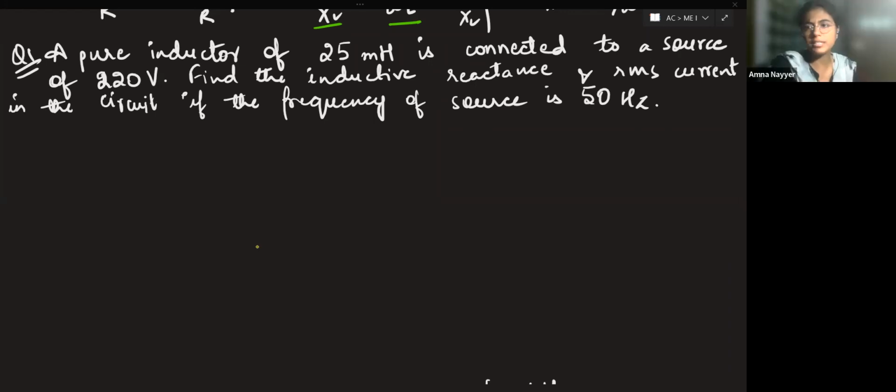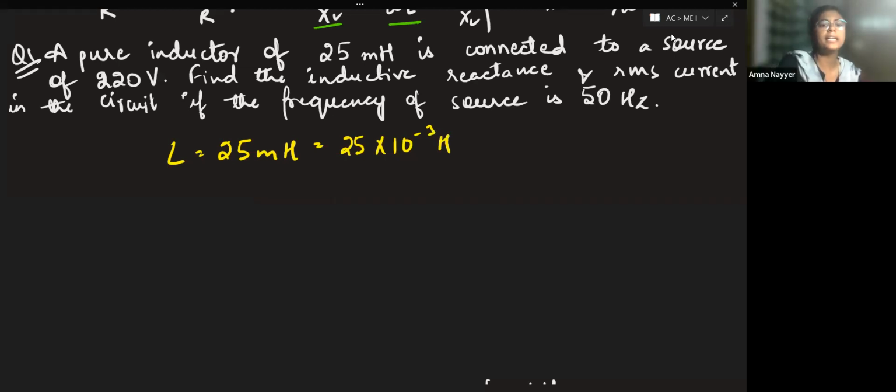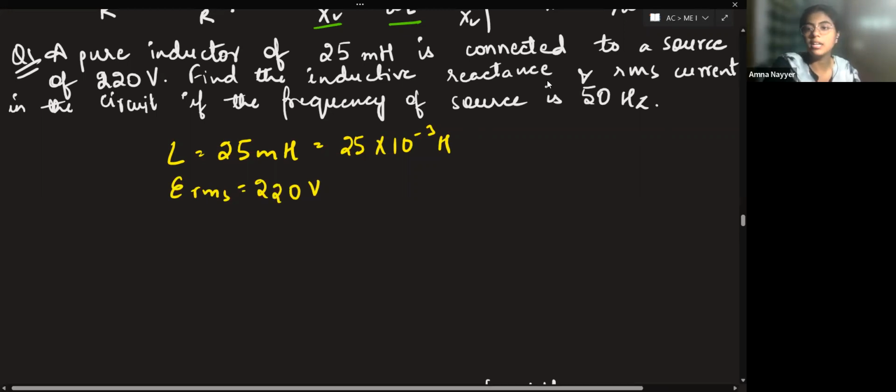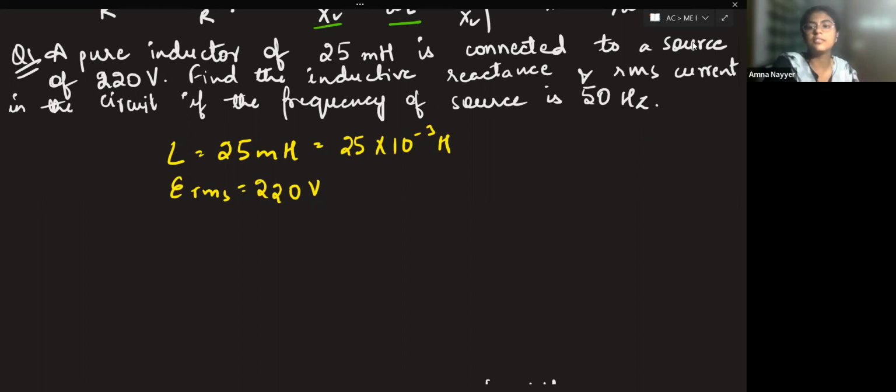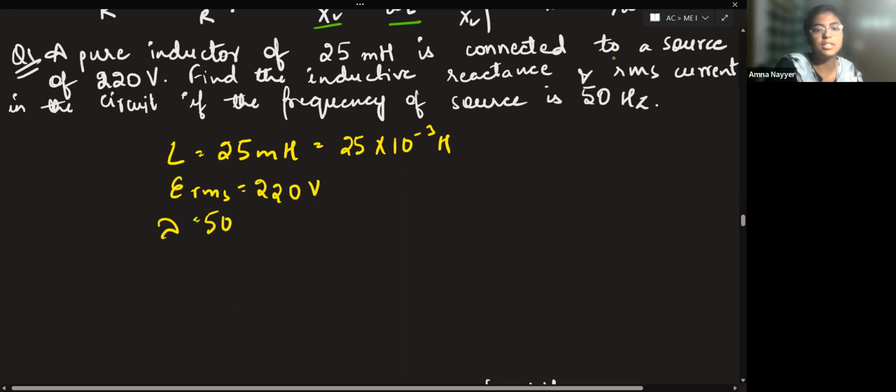Yes, Taj, did you try this question? I think sufficient time is given for it. See, inductance is given to you as 25 millihenry. So this can be written as 25 into 10 to the power minus 3 Henry. This is connected to a source of 220 volts. As I've told you, this becomes your ERMS. Whenever nothing is mentioned, by default you have the RMS value. Now find the inductive reactance and RMS current in the circuit if the frequency is given to you as 50 Hertz.